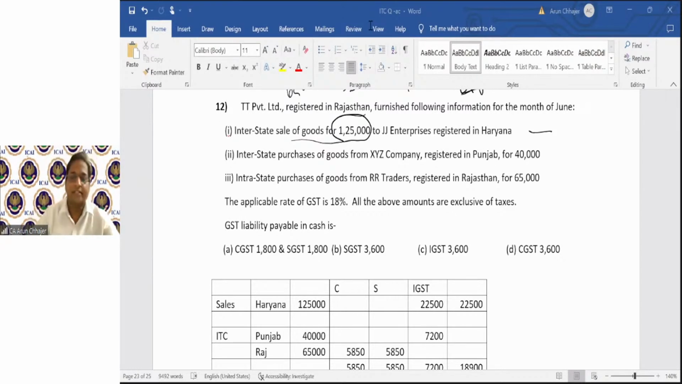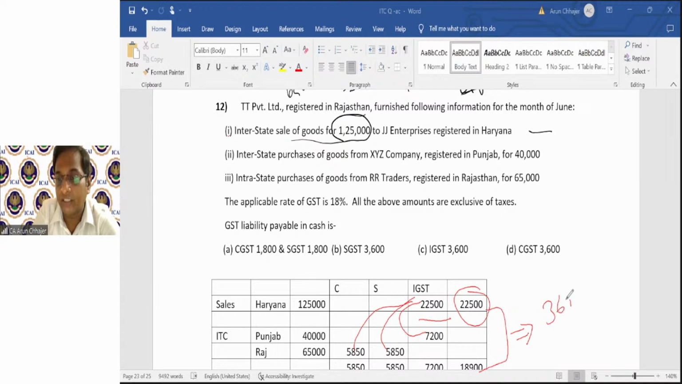The right answer is C. Absolutely correct. Why the answer is C? Because we know offsetting of the liability. The liability is under IGST. They can use IGST, CGST, and SGST. Everything they can use. Now the balance is short by 3,600. So it means we have to pay IGST 3,600 in cash because the liability is under IGST. Correct?